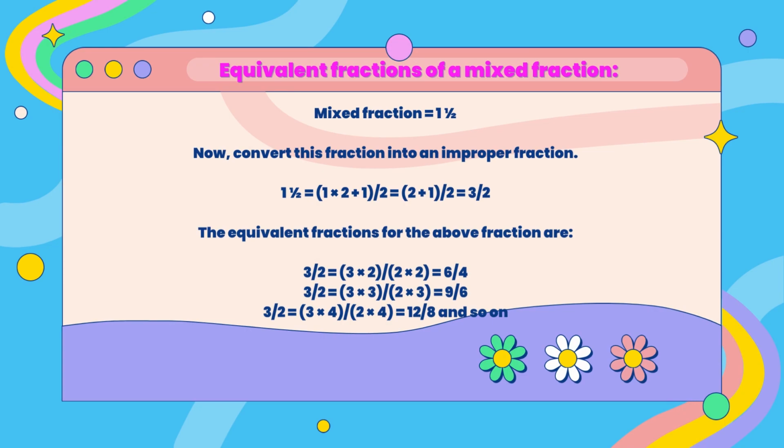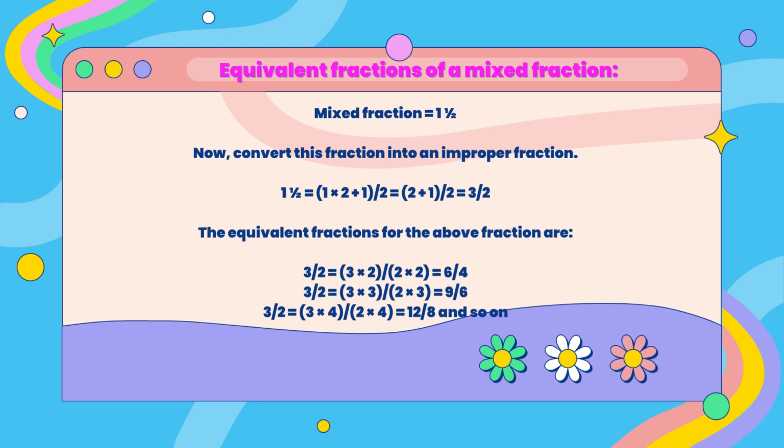Equivalent fraction of a mixed fraction. Let us consider a mixed fraction to find its equivalent fraction. Mixed fraction 1 and a half. Now convert this fraction into an improper fraction. 1 and a half is equal to (1 times 2 plus 1) divided by 2. Then it is equal to (2 plus 1) divided by 2, which is equal to 3 over 2.